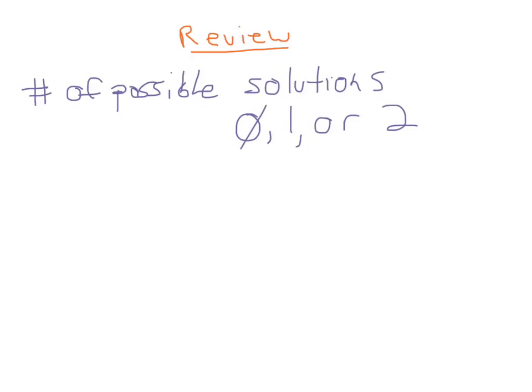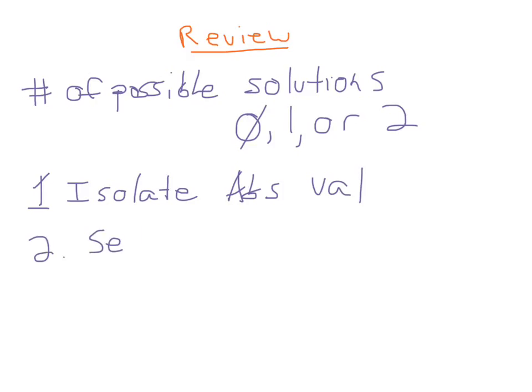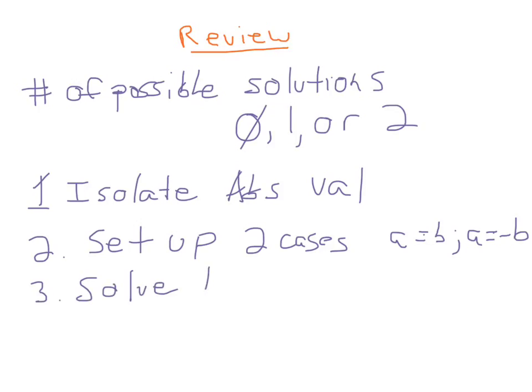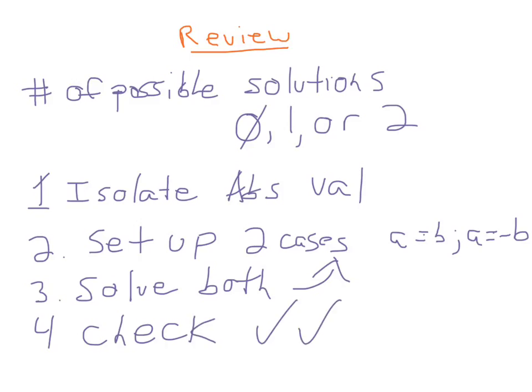And then the other thing I want to remind you about are those 4 steps. Step 1 was isolate the absolute value. Step 2 was to set up your 2 cases, and those cases again were A equal to B and A equal to negative B. Step 3, solve both cases. And then step 4 is the all-important check your answer. Check your answer. Don't forget to check your answer.